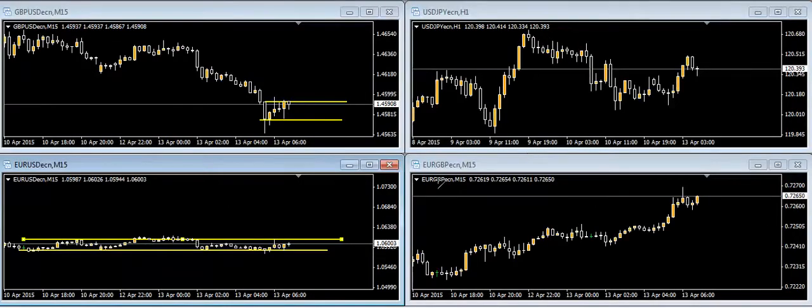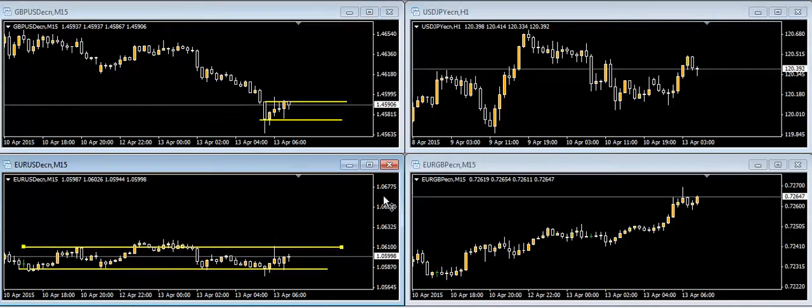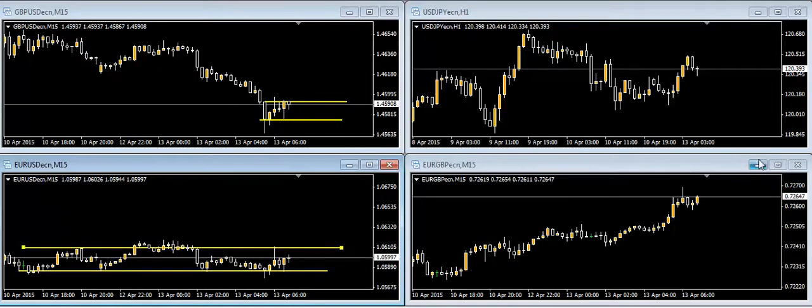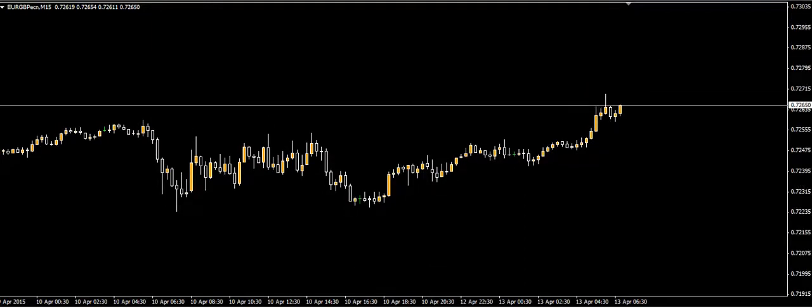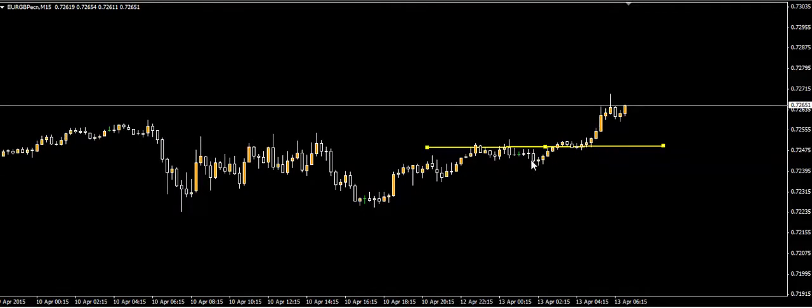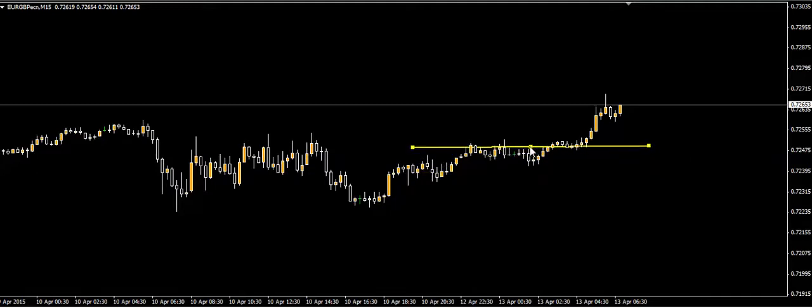Minimize that. Let's go to the Euro GBP. Okay, on the Euro GBP, we can see that at this point, the market already broke out of a channel. Market was in a channel here. We got the breakout, we got a pullback, and then the market is actually rallying at the moment.